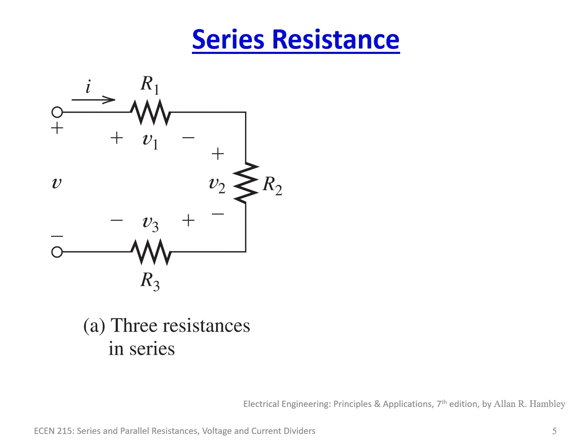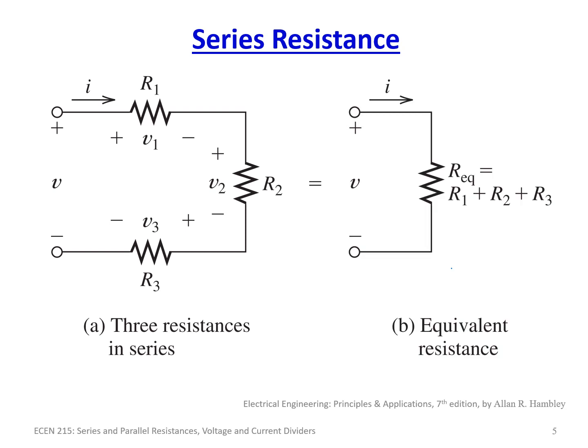Okay, so the way this works is you end up with simply the sum of the 3 resistances. You end up with the equivalent resistance. We're replacing all 3 of these resistors with this one resistor, and it's simply the sum of the 3 resistances. Conceptually, it makes sense.